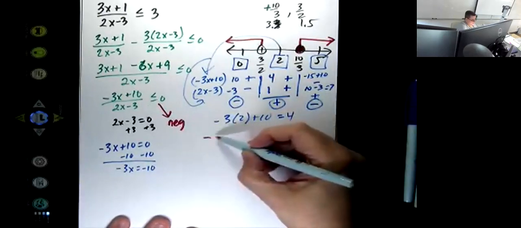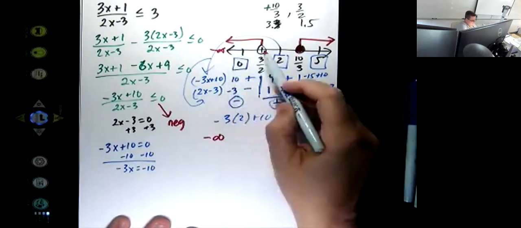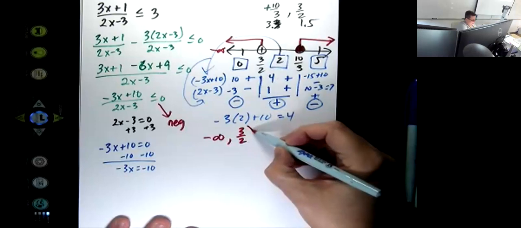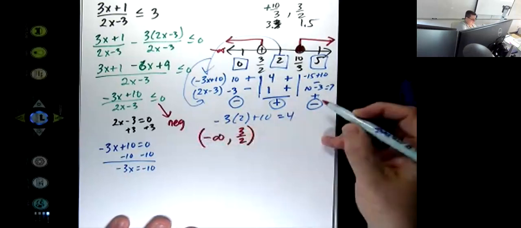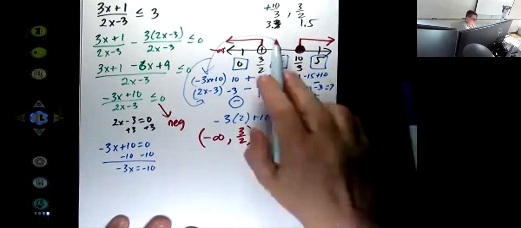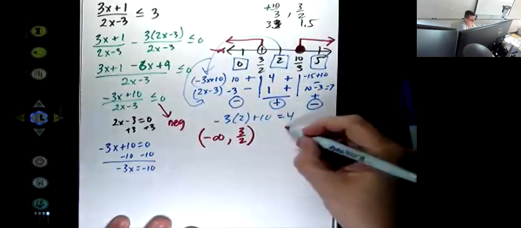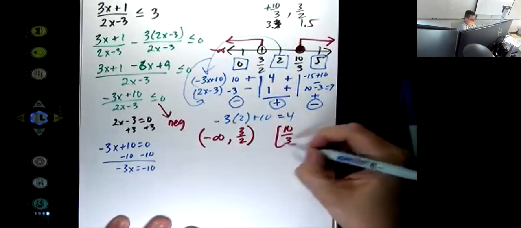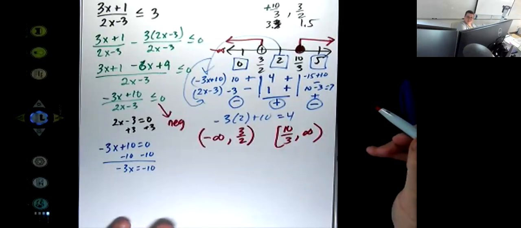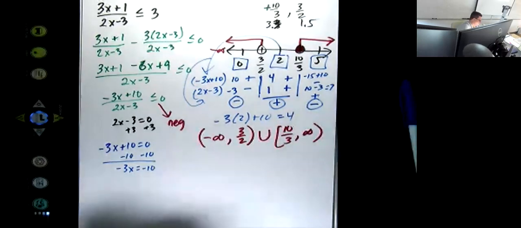If we're doing interval notation, we've got negative infinity, and we go up to 3 halves and we stop. 3 halves is not included, and neither is negative infinity. We continue on with our little pin going along, we hit 10/3. We start again, and it goes all the way to infinity. And we're including 10/3, but we don't include infinity. Since there's 2 regions, we use a U.